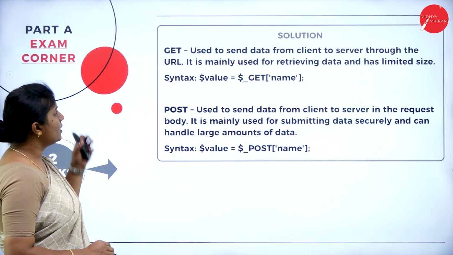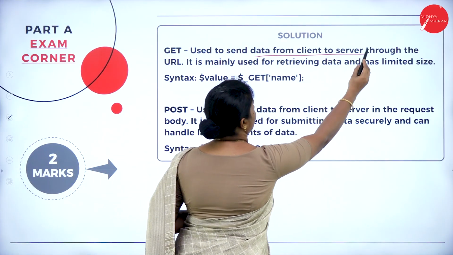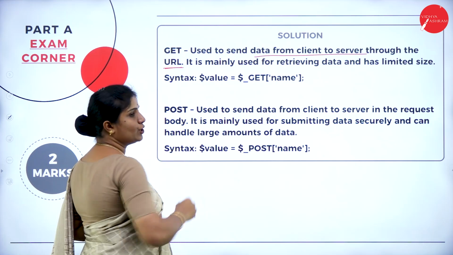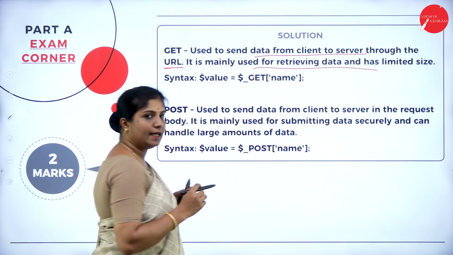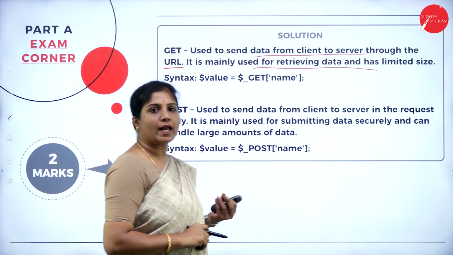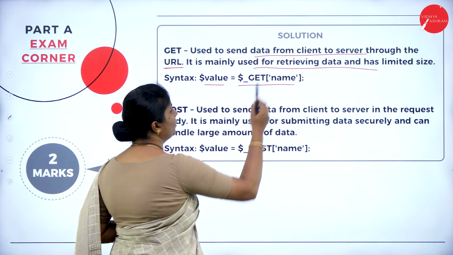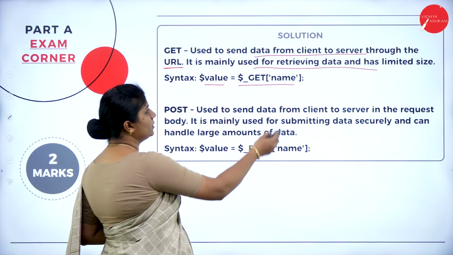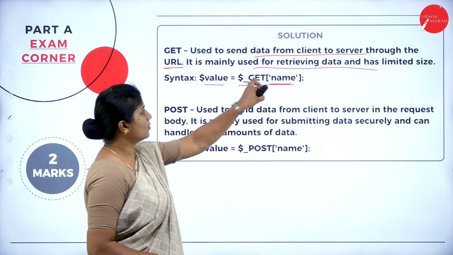Okay. So what is the get method going to do? It is used to send data from client to the server through the URL, that is Uniform Resource Locator. It is mainly used for retrieving data and it has a limited size. So how can we write the syntax of the get method? That is $value = $_GET['name']. Whatever name you have given, it is going to display here. It is going to access through the get.